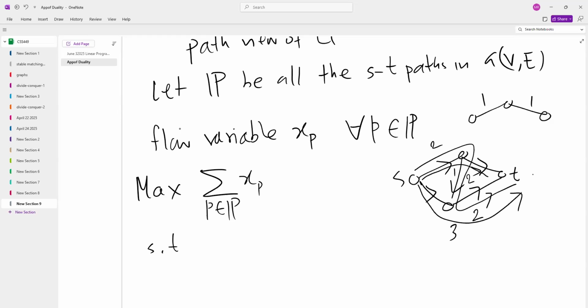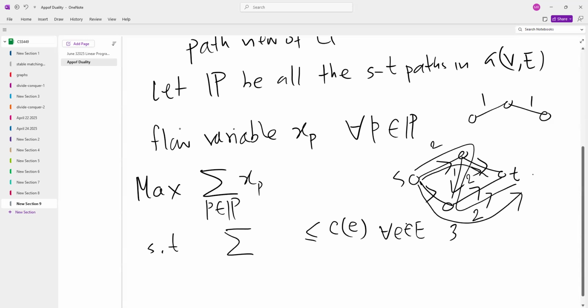And what is the capacity constraint? We know that every edge has a capacity. So for every edge, what I have to do is see what are the paths that flow through that edge, and all such paths will have a flow value. I need to add up all those flow values and make sure that it doesn't exceed the capacity. So that's my capacity constraint. I'm going to have a capacity constraint which is the capacity of every edge. Let's say this is the edge E, and C of E is the total capacity of that. So we'll have this for every edge in the graph.